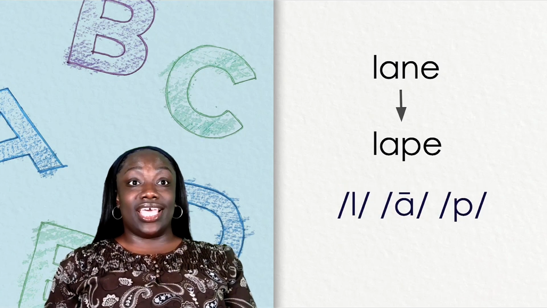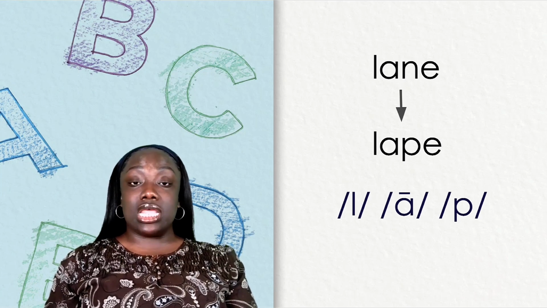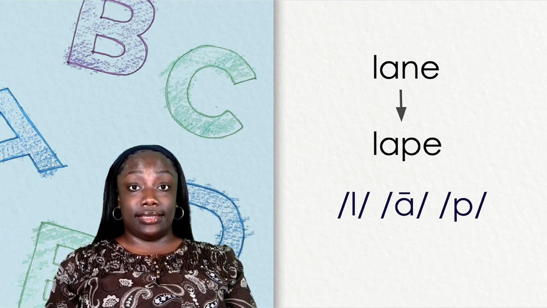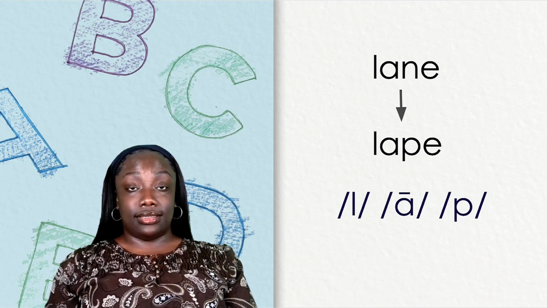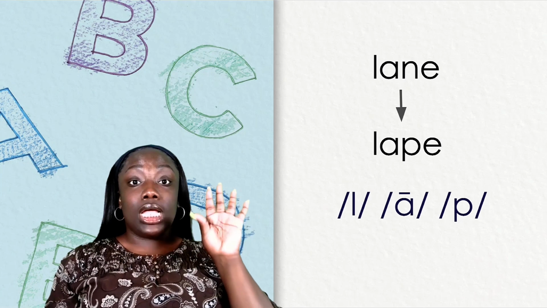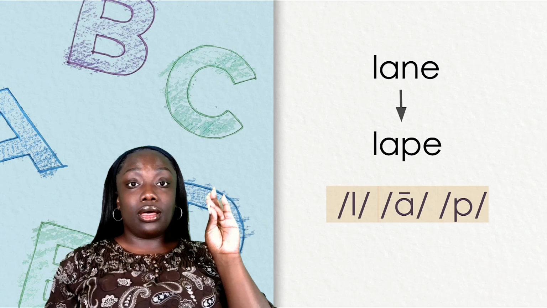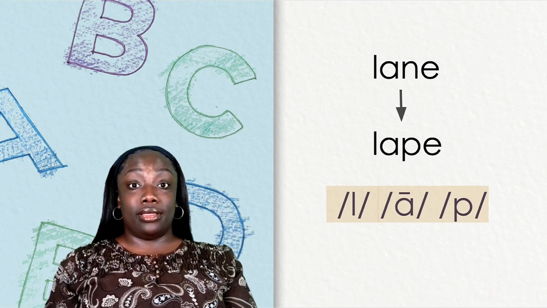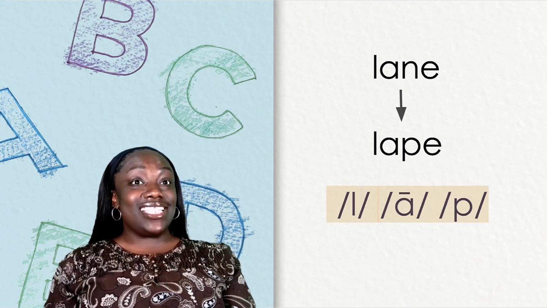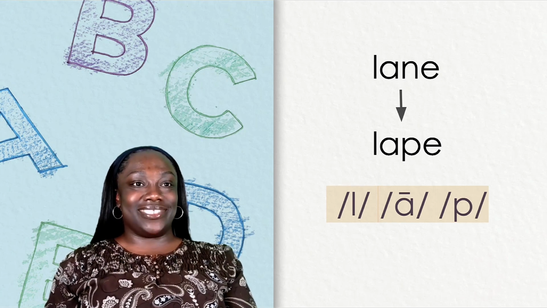What if we change the ending sound in lane from n to p? What word would we have then? L, a, p. Lape. That's a silly word. We can even segment and blend nonsense words when we listen to all the sounds.